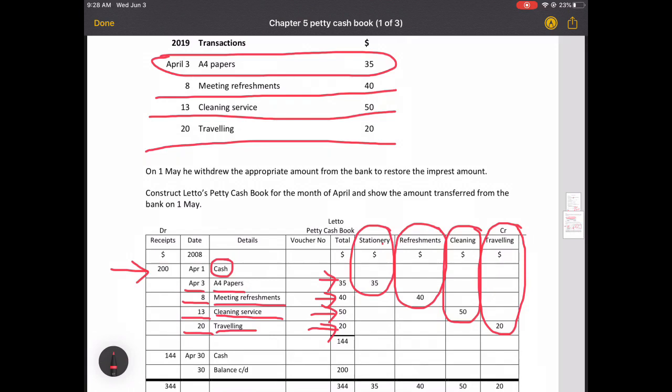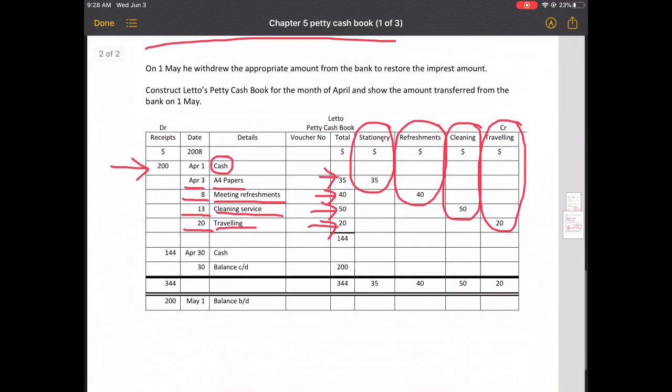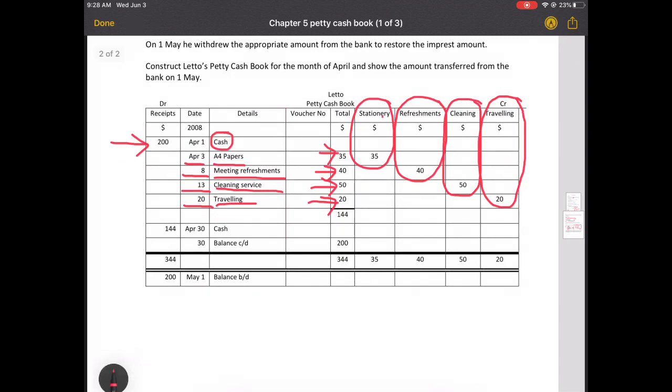Now, how do we close this account? So let's look. At the end of the month, you will total this column. You see here, the total amount you spent is 144. That is the amount you have to reimburse, so that the balance in the petty cash is back again to 200. So how do you do this? At the end of the month, on April 30, you will put back in $144. Sorry, this detail should be bank, because you take it out from your bank account, not your cash account.